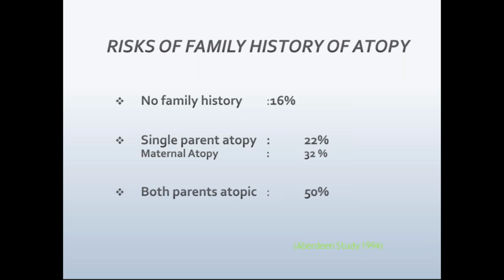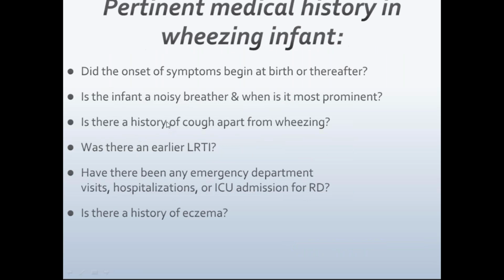What is the risk with a family history of atopy? With no family history, 16% the child may get this. If a single parent is atopic, 22%. If the single parent is the mother, maternal atopy, that constitutes 32% of children having similar findings. If both parents are atopic, then the chance of getting atopy is 50%. That's why family history is very important, also related to maternal history and first degree relatives.